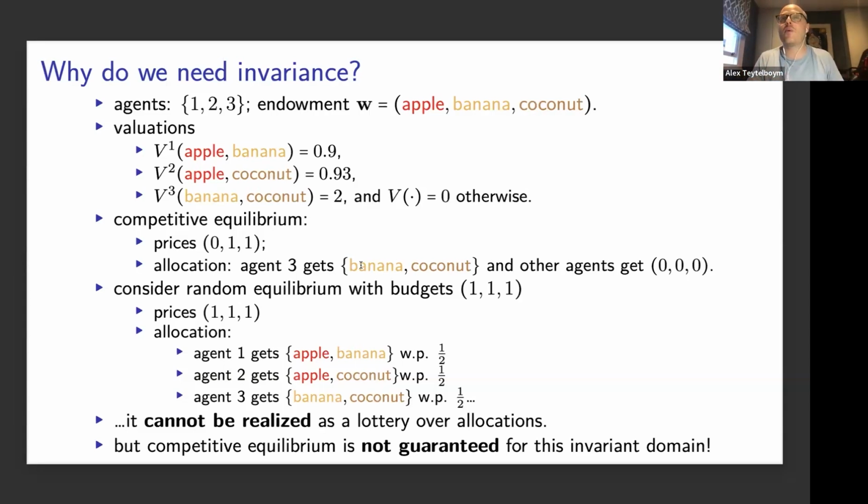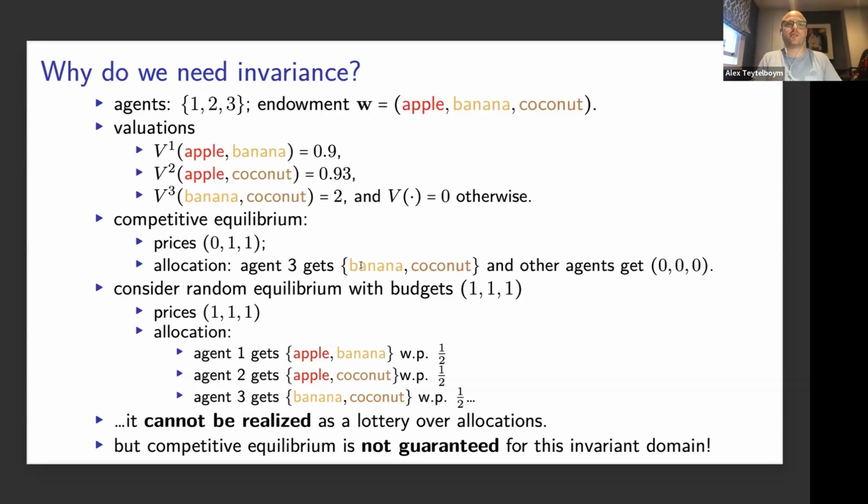So let's think about a random equilibrium with budgets of 1, 1, 1, the same budget for everybody. I claim that the following is a random equilibrium. Prices are going to be 1, 1, 1. You can actually pick any budget. If they're the same, it will work the same way. So the prices are just going to be equal to whatever budget you pick. In this case, it's just going to be 1, 1, 1.